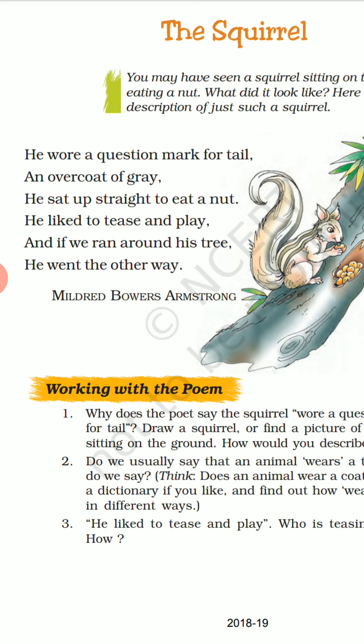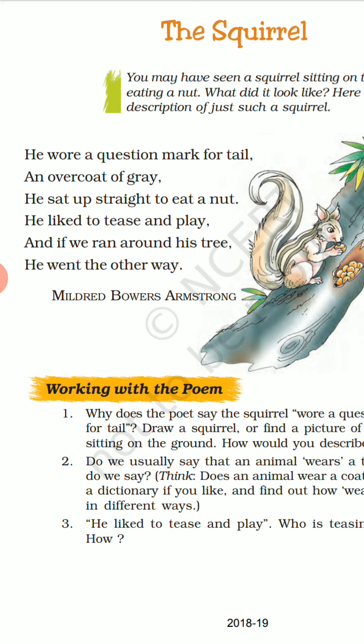Which means the poet says that the squirrel has a beautiful nature which has naughtiness in it. So he liked to tease and play. Now let us see the next line. And if we ran around his tree, he went the other way. So now the last two lines: and if we ran around his tree, he went the other way.